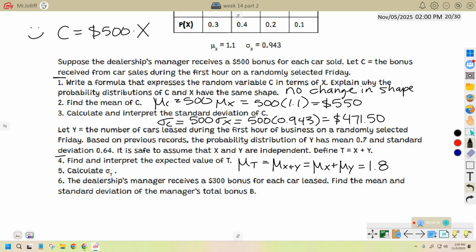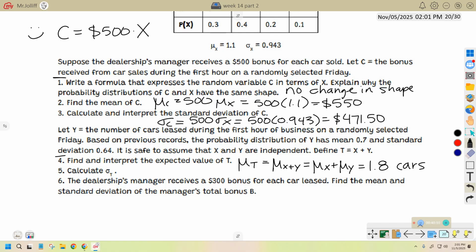1.8 what? What are we counting with x and y? What physical thing? Cars. Cars, yeah, cars sold or leased. 1.8 cars. So not quite 2. On average, not quite 2 cars are leased or sold in the first hour. Which makes sense. Most people don't get up at the crack of dawn to go buy a car. That's not like a morning activity.